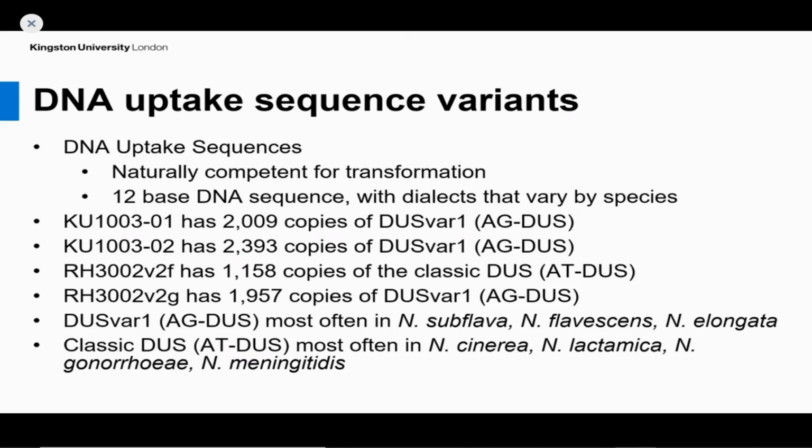We found that the DUS1, which is most often seen in subflava, flavescens and elongata Neisseria, was found in 3 of our isolates. And the classic DUS, which is most often found in Neisseria cinerea, was found in that isolate, which had already been identified as cinerea from the microbiological tests. So this was all adding to our body of evidence for these isolates.